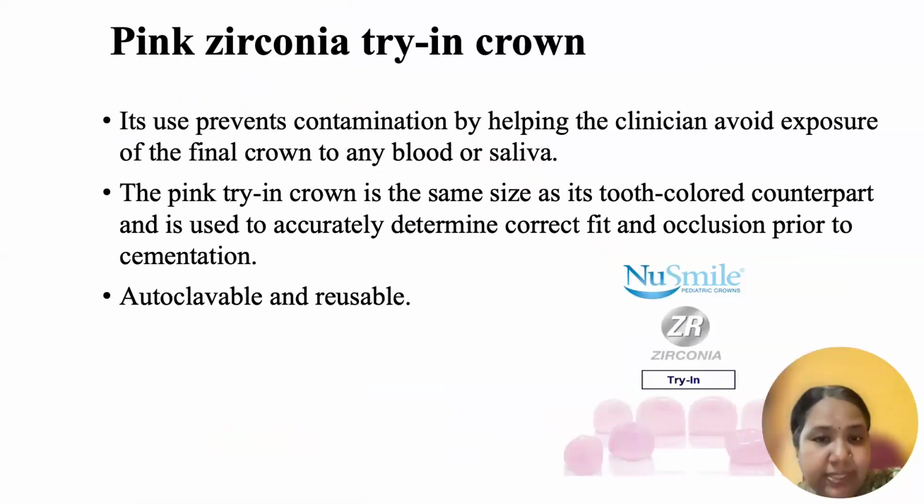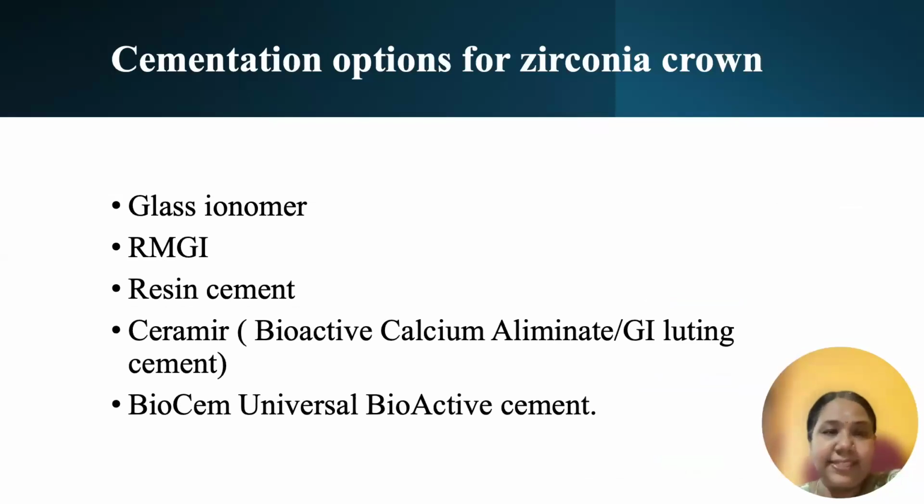Some of the brands have a pink zirconia try-in colored crown. It is the same size and everything as that of the zirconia crown. The only thing is it is made from an autoclavable and reusable material. So this can be used so that we do not contaminate the original crowns when we are preparing or trying the crowns. Next are the cementation options which are available for zirconia crowns.